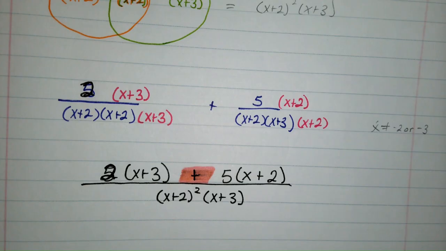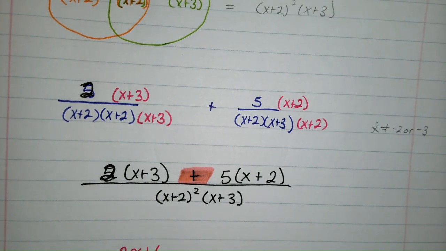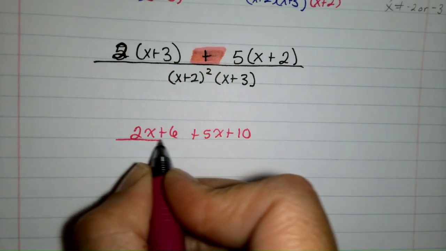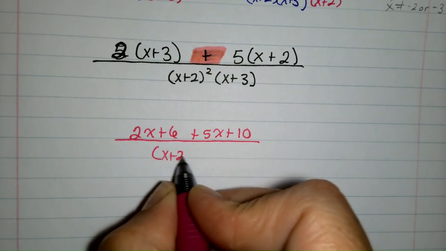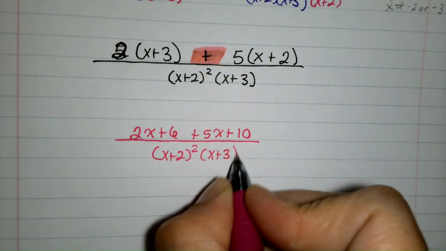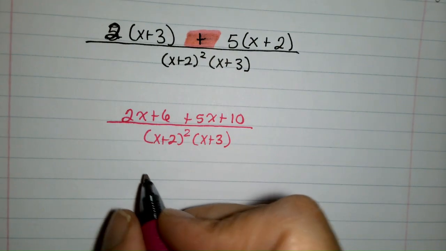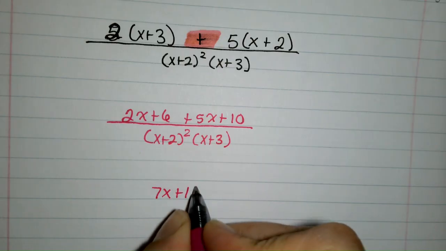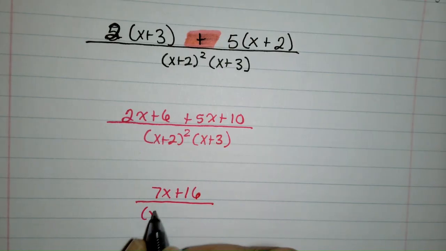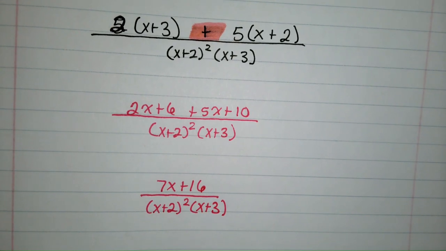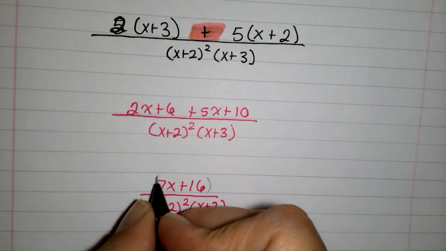So I'm going to distribute: 2x plus 6 plus 5x plus 10. You can't see that. And we have that common denominator of x plus 2 squared, x plus 3. So now we can combine like terms. And we'll have 7x plus 16 over x plus 2 squared, x plus 3. And now that's as simplified as it can get. I can't factor because 7's prime. There are assumed parentheses around this.